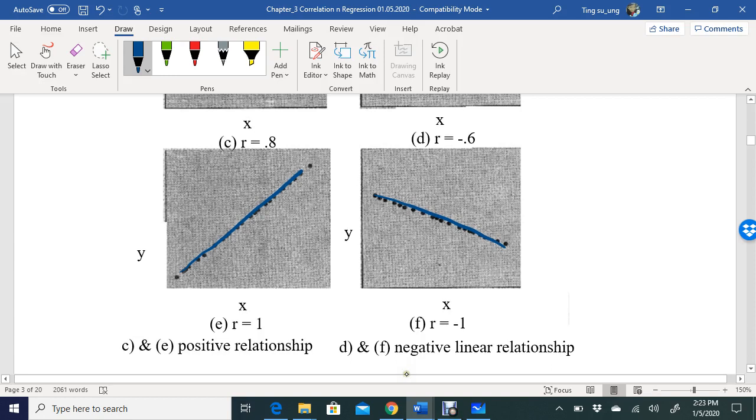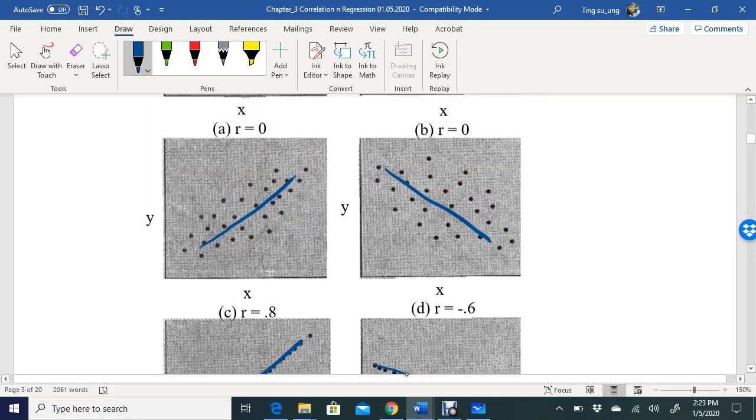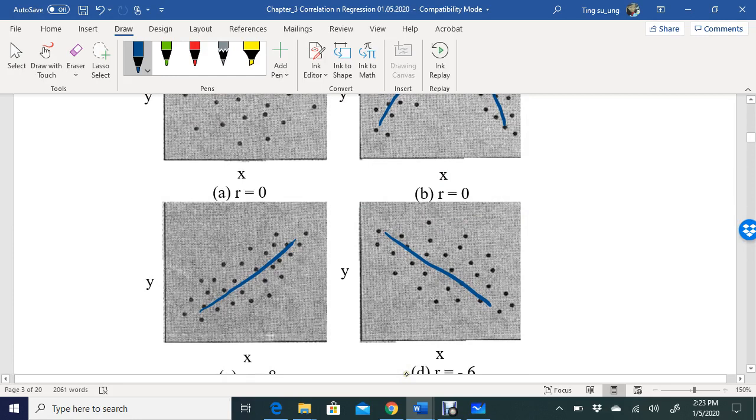Now again, this is what we get from SPSS, or even the Excel form. So actually you don't need to have black dots like this. You just have crosses like this, that is enough already. Is that okay?